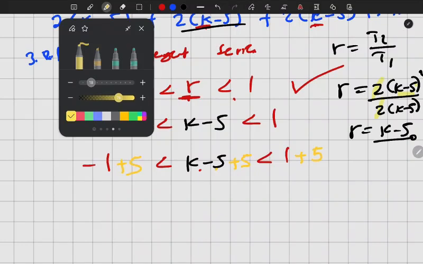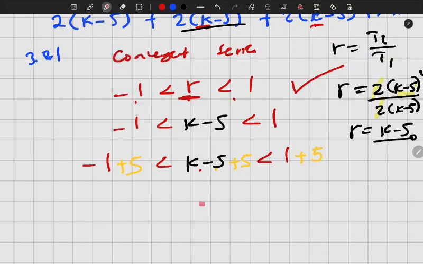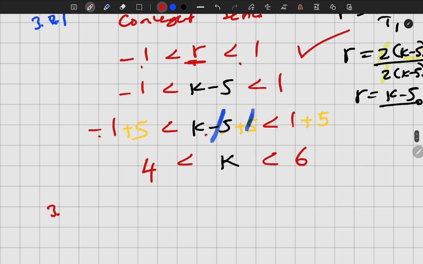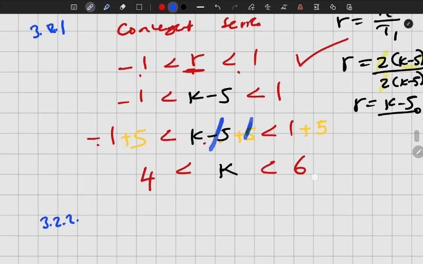What we have now, we are left with k here. Why? Because those two have cancelled out. So we are left with k is between, so here we get the -1 plus 5, which is a 4, and 1 plus 5, which is a 6. Now with k between 4 and 6, our series will be convergent, meaning that sum to infinity will exist.